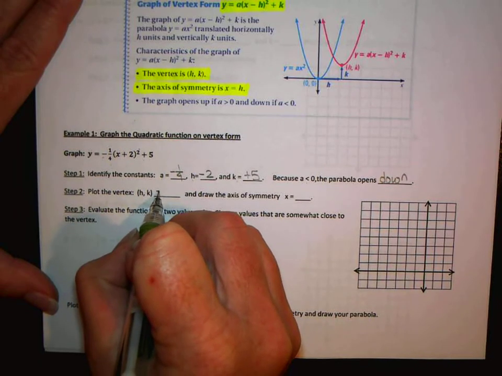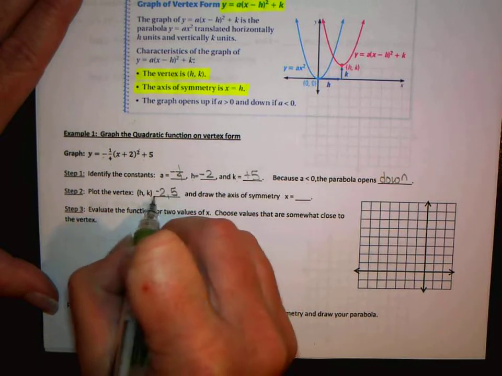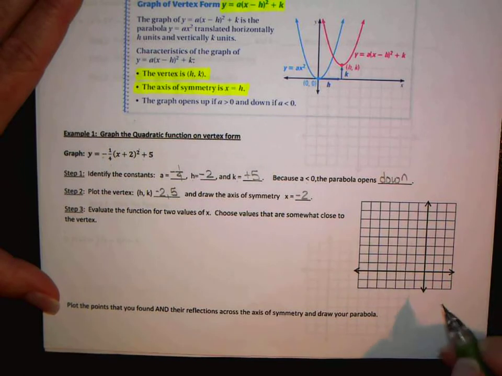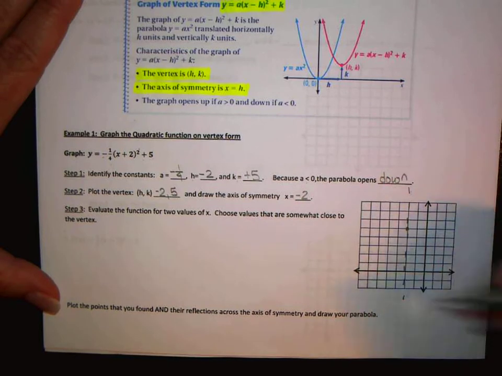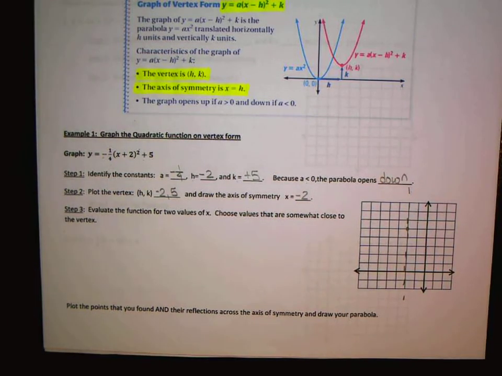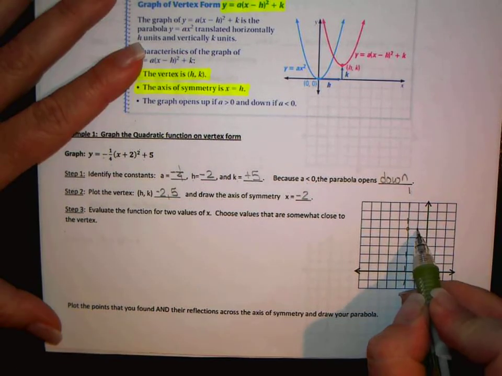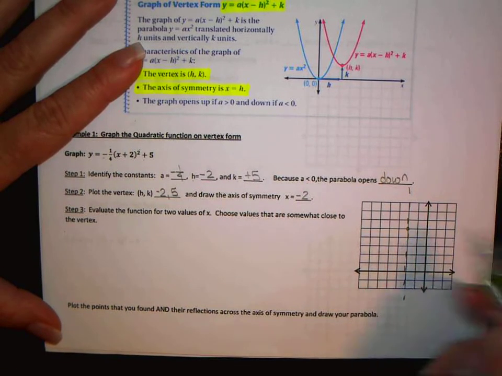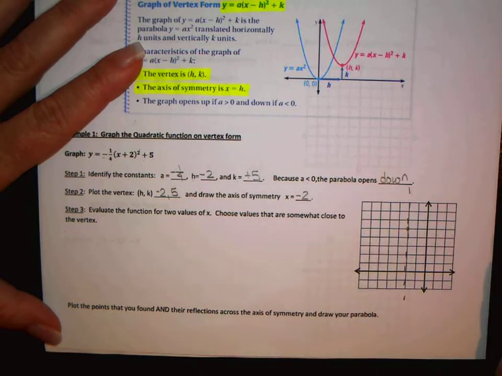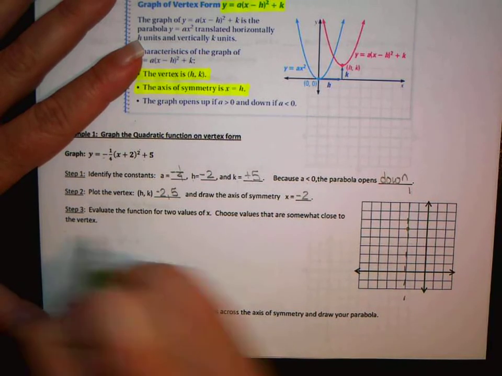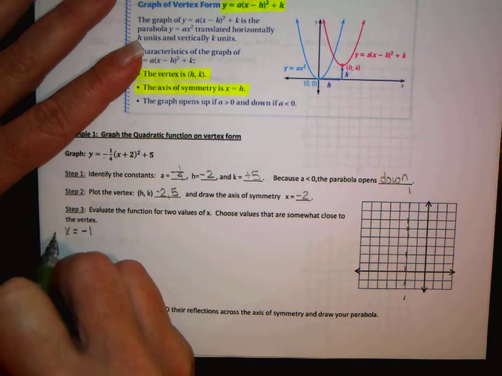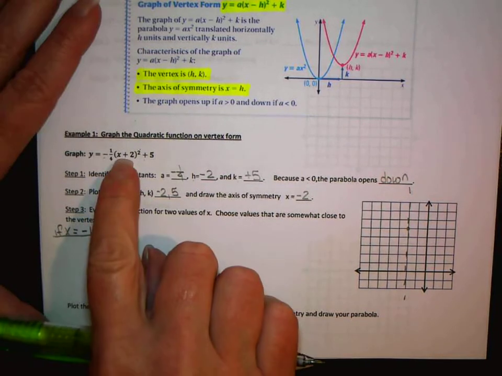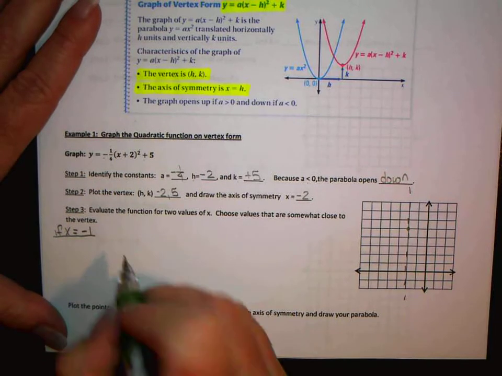All right, plot the vertex. The vertex is (negative 2, 5), remember that's (h, k), and the axis of symmetry is x equals negative 2. So go ahead and plot that. Now our next step is to take an x value and plug it into the equation. I'm going to go 1 to the right of the vertex, because remember, it's a mirror image. So if you go 1 to the right of the vertex, it's a point that's 1 to the left of the vertex. So we are going to assume that x is negative 1. So this is if x were negative 1, what would y be? That's where you take it and plug it back into here.